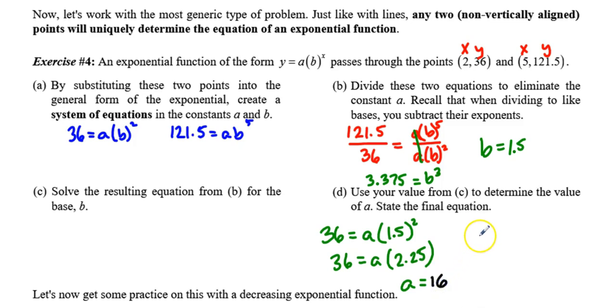Okay. Now finally we can write our equation. Y equals a, which we've known to be 16. Oh, it's supposed to be a not equal. That was just kind of a little quirky thing. A equals 16 times b, which we found to be 1.5 to the x.